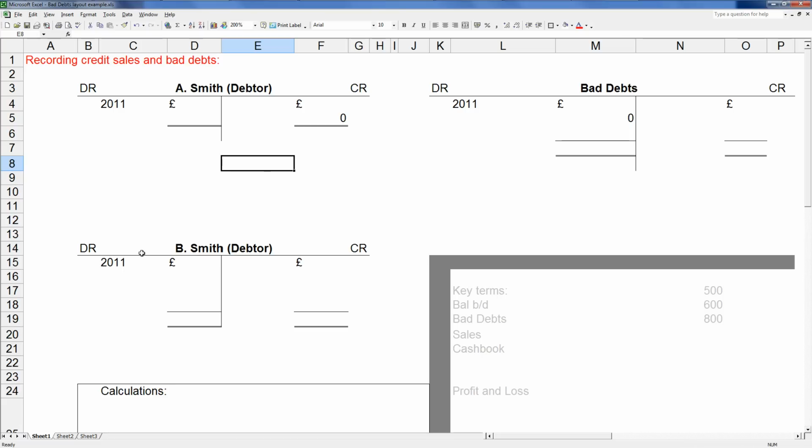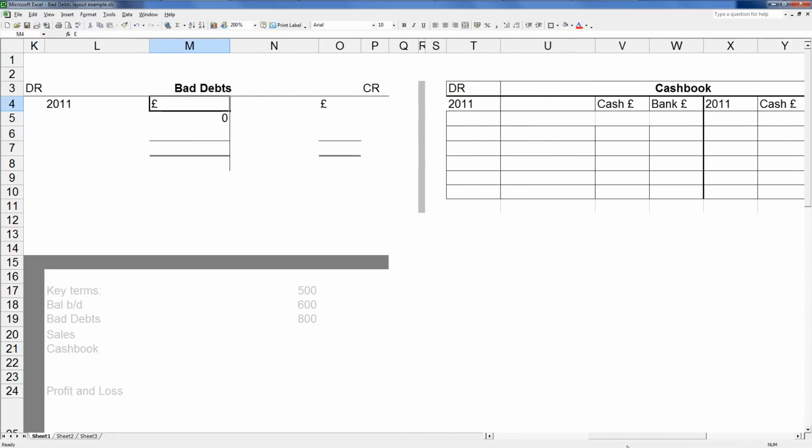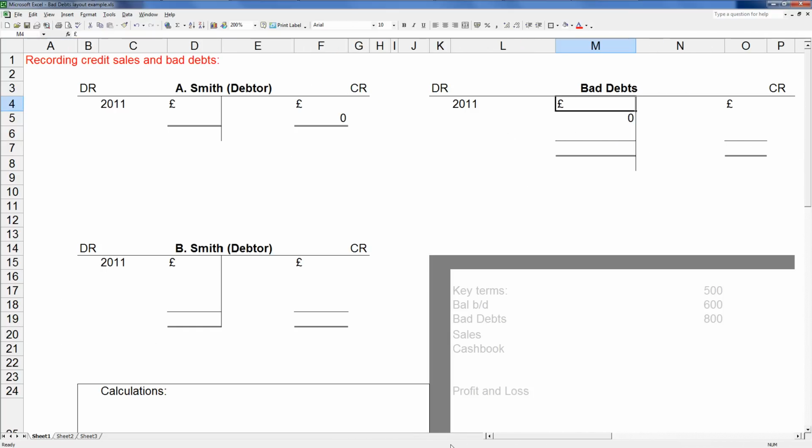Let's look at an example I've put together. We've got A Smith Ledger, Debtor, B Smith Ledger, and the Bad Debts Ledger, and I've got the cash book over here as well. Let's look at ways in which we can record credit sales, and maybe some examples of how debts can become bad. Let's look at the first one.